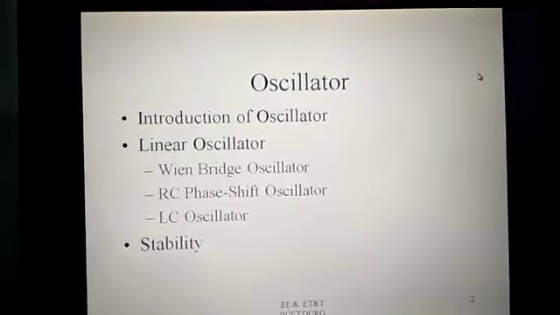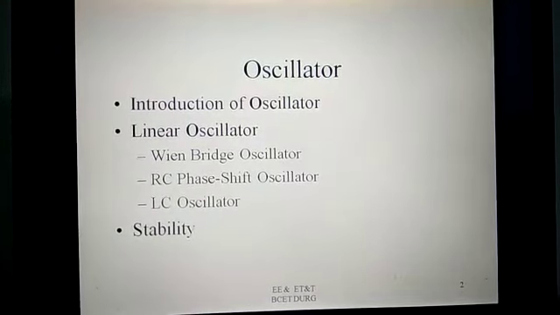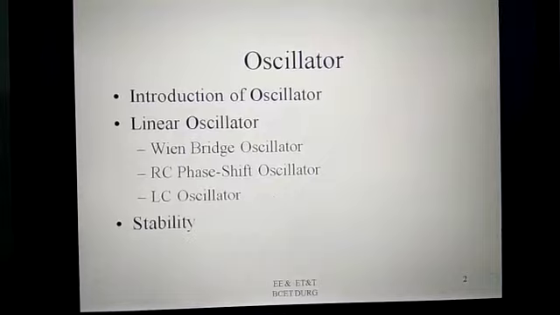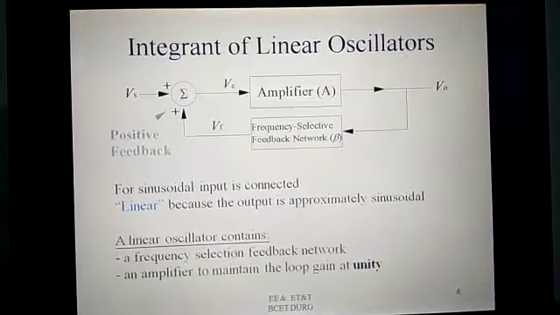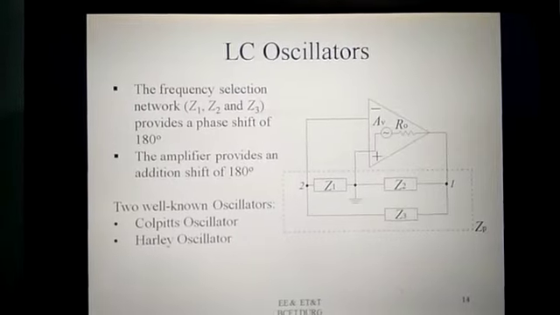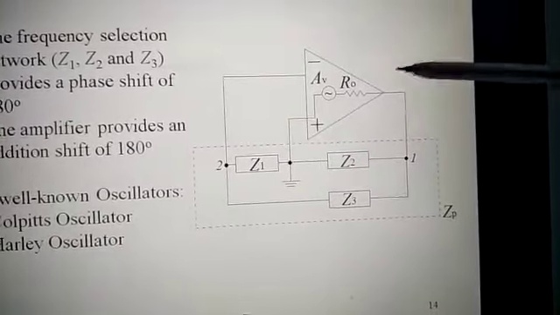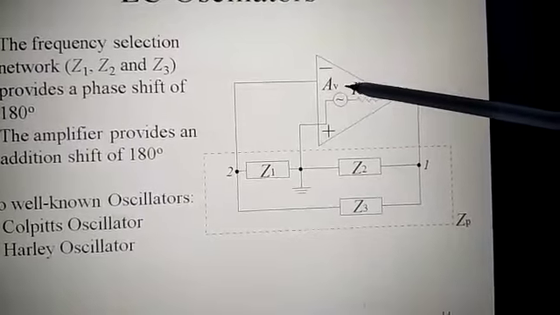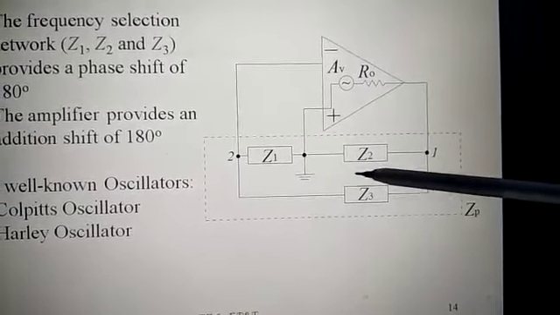This is the introduction to oscillators. We have already gone through the linear oscillators, the Wein bridge oscillator and the RC phase shift oscillator. Now we will go for the LC oscillators. You can observe here in LC oscillators we will use this as the amplifier, and this is the circuit.